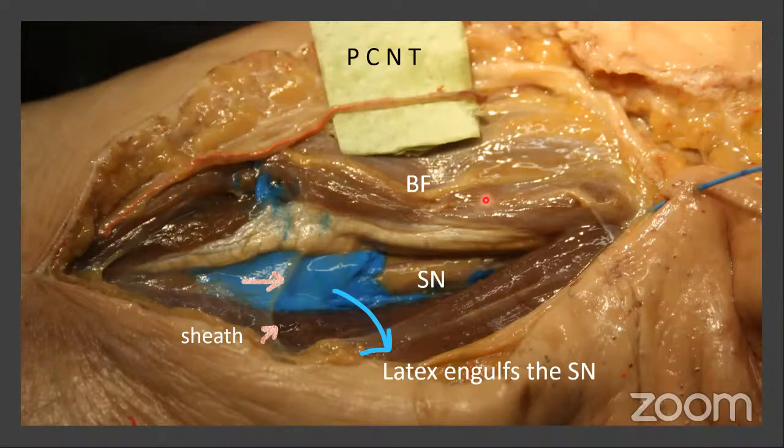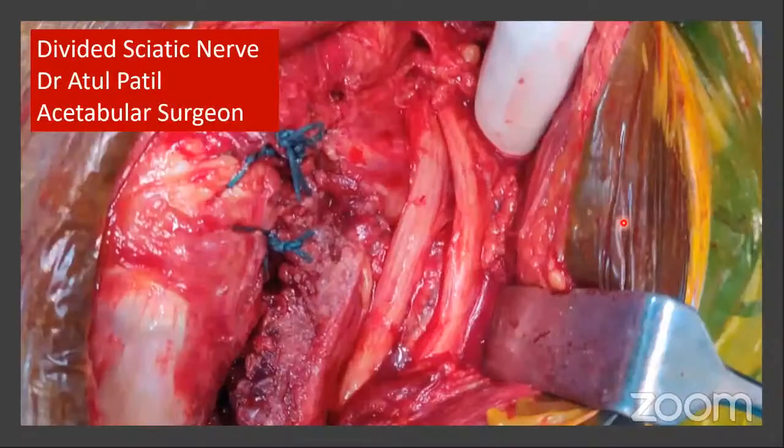So if you deposit a local anesthetic right on the top of the posterior cutaneous, the biceps femoris, this particular nerve can be blocked. Again, you can see the sheath. Below the sheath is the latex, and below the latex is the sciatic nerve. The latex hugs or engulfs the sciatic nerve at that point. And here you can see the catheter, which is filled with the latex again.